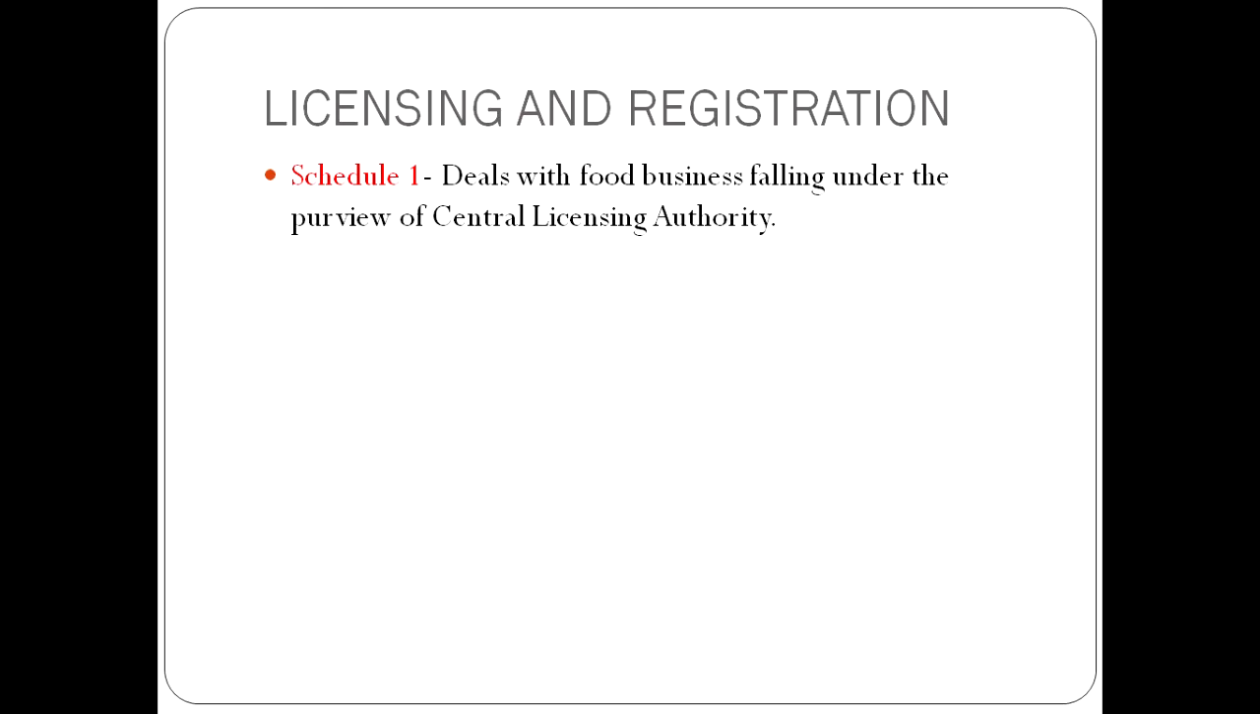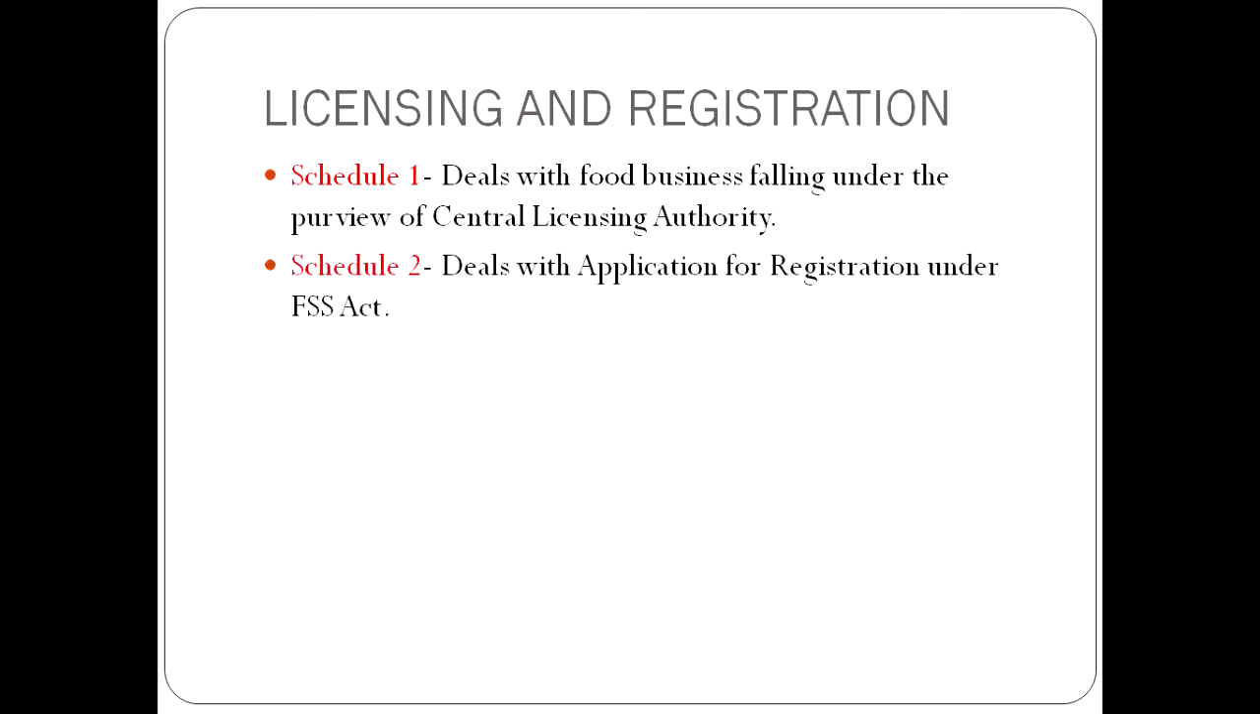They might ask in an MCQ, schedule 1 deals with, and give some 4 options. In that case you need to tick schedule 1, it deals with food business falling under the purview of the Central Licensing Authority. Then next is schedule 2, it deals with application for registration under the FSS Act. If a food business operator is going to file an application to register himself as a petty food manufacturer, that will be dealt with by schedule 2 of the Food Safety Standards Act.